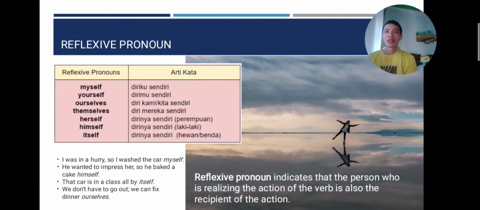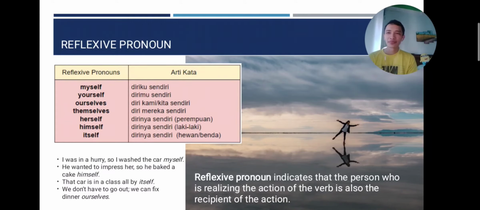We also have another example: he wanted to impress her, so he baked a cake himself. So who is baking the cake? He himself, he alone does it by himself. No one else helps him, the person who does the action. We don't have to go out, we can fix dinner ourselves. So it means that they will prepare it by themselves. No need for the help of a restaurant or someone who is able to cook or prepare the food.